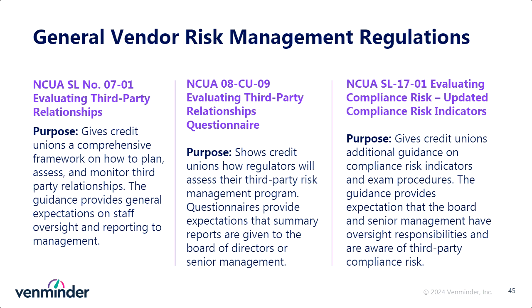I've covered a lot about the process of vendor risk assessments, and I just want to end today's session with some notes on regulatory expectations. Here are 3 regulations from the NCUA that are specific to third-party risk management. The first one on evaluating third-party relationships provides a pretty comprehensive framework that covers those risk considerations I mentioned earlier. The second is a questionnaire that shows credit unions how regulators will assess their programs. And the third regulation is specific to compliance risk and gives some expectations on how the board and senior management should have oversight responsibilities in third-party relationships.